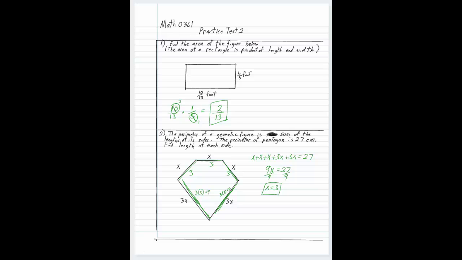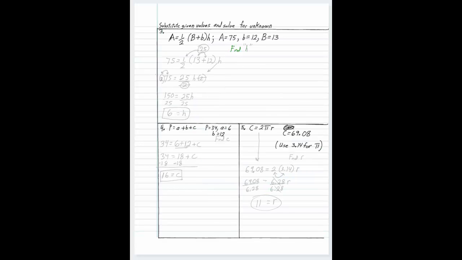For number 3, we would like to substitute the given values and solve for the unknown. I see they told us that A is 75, little b is 12, and big B is 13. But notice they did not mention h, so we are going to find h. Let's start by plugging in everything we know. I know A is 75, half is half, big B is 13, and little b is 12, and h, we don't know that yet.